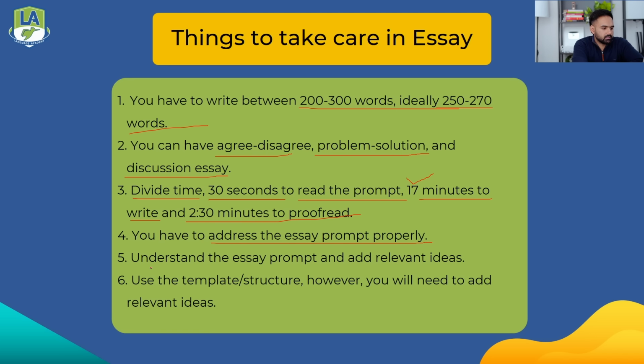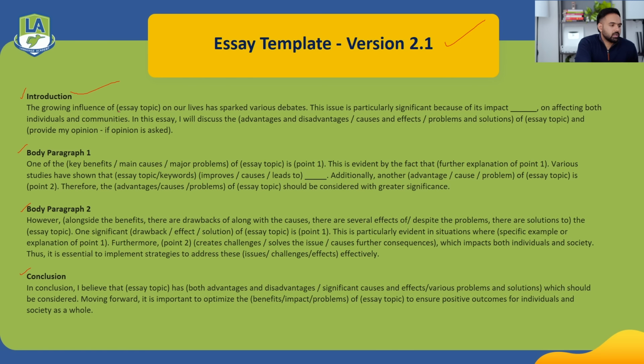So you start this way: the growing influence of essay topic. Here you don't have to just write one word. You have to write what the essay topic is. For example, they are talking about the role of social media in education. Don't just write education. You have to write social media in education. The growing influence of essay topic on our lives has sparked various debates. This issue is particularly significant because of its impact on whatever it is impacting. For example, social media in education will impact students. You can write students or children, affecting both individuals and communities.